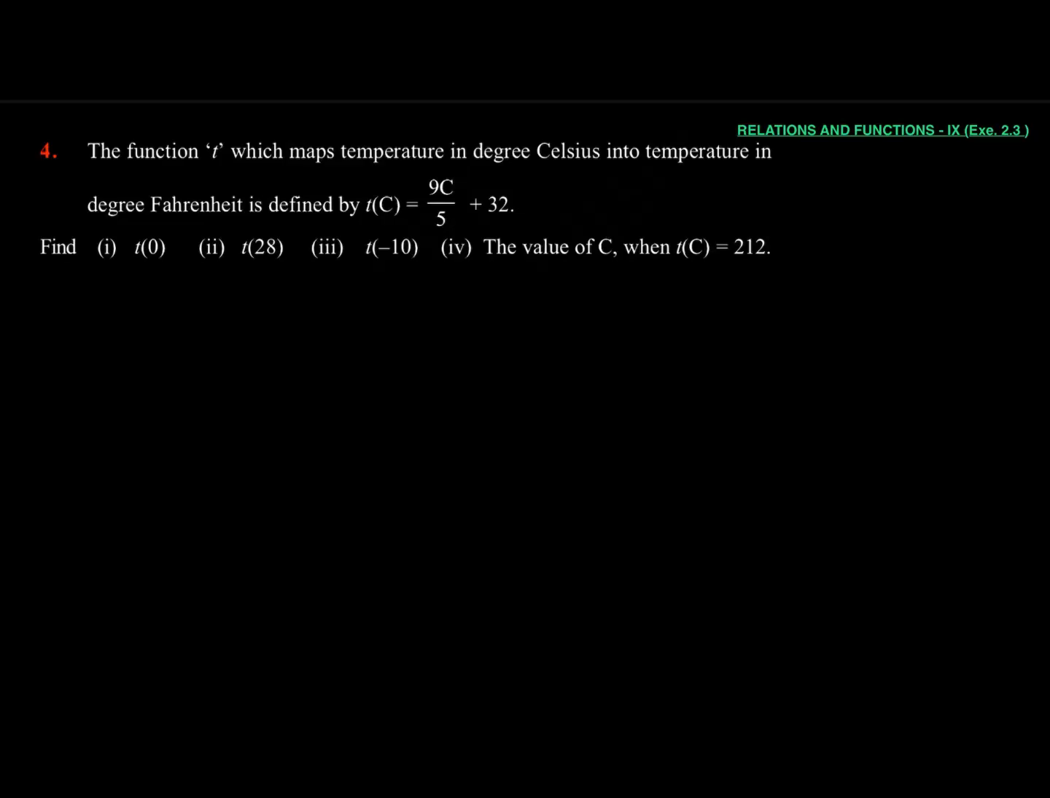So today in this video we are going to attempt exercise 2.3 of chapter Relations and Functions of Class 11th CBSE mathematics. Question number 4 states: the function t, which maps temperature in degrees Celsius into temperature in degrees Fahrenheit, is given by t(C) = 9C/5 + 32. Now we'll have to find the value of the function at different values of C.